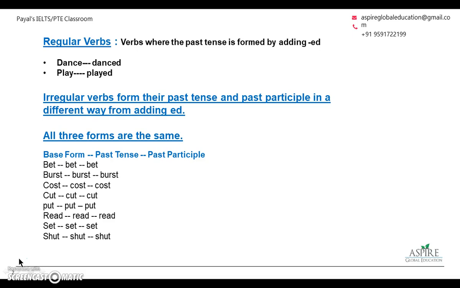But with irregular verbs, the past tense and the past participle is formed in a different way than merely adding ed. There are three cases which are going to be considered depending on the kind of words that we use. The first is when all three forms are the same. Bet, bet, bet, which means even if you use the word in present tense or in past tense or in past participle, it is going to remain the same. Or burst, burst, burst, cost, cost, cost.